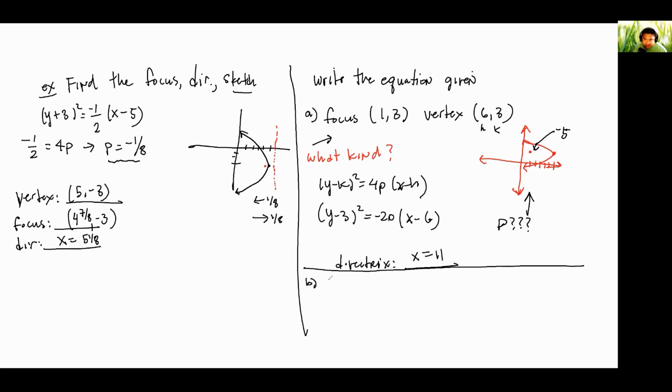What if all you have is the focus and the directrix? The focus is -2, -3, and the directrix is y is equal to -7.